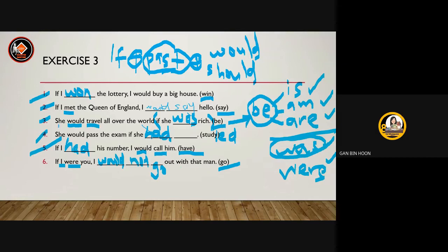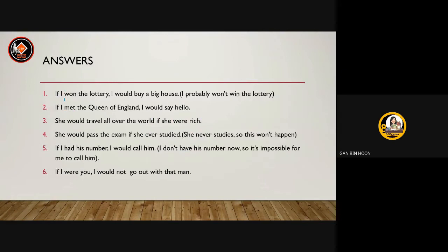Okay, let's look at the answer. Pay attention to number 3. If I won the lottery, I would buy a big house. The answer would be, for example, I probably won't win the lottery. So, tak mungkin. Dia adalah tak logik, right? If I met the Queen of England, I would say hello. Both correct, right? Am I right? Yes. She would travel all over the world if she were rich.